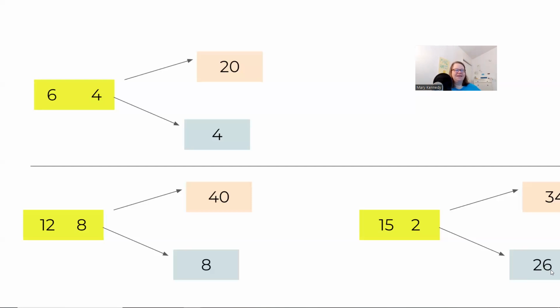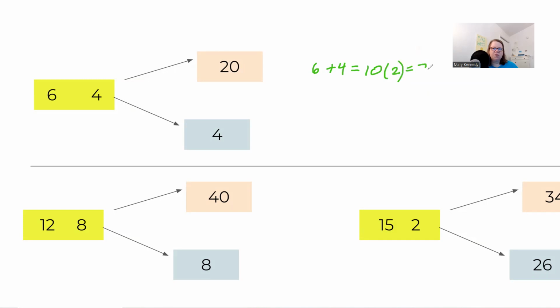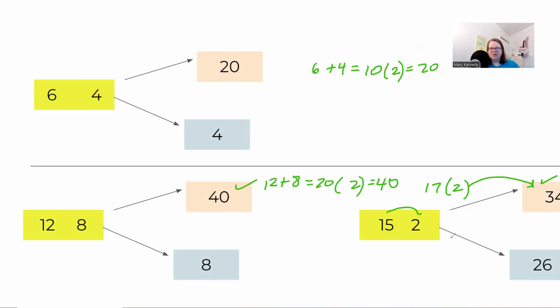So I notice, there's lots of things that we could do with 6 and 4. But if we add 6 and 4, we get 10. And I think, to get 20, I could just double that, right? Multiply it by 2. 10 times 2 is 20. So let's test that here. If I do 12 plus 8, I get 20. And 20 times 2 is 40. And that's my top number again. 15 plus 2 is 17. 17 times 2 is 34. So that works. Okay. So to get the top, we add the numbers and multiply by 2.